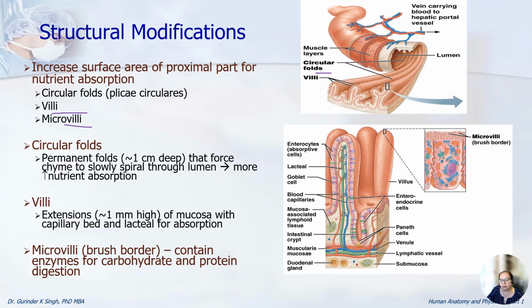So these finger-like projections are the villi, and then we have the microvilli present. The circular folds are also known as plicae circulares. So what are these circular folds? The plicae circulares are a permanent fold which is approximately 1 centimeter deep.